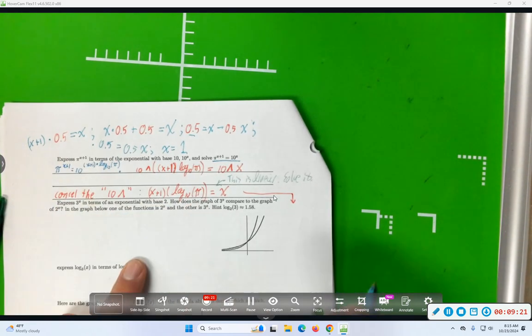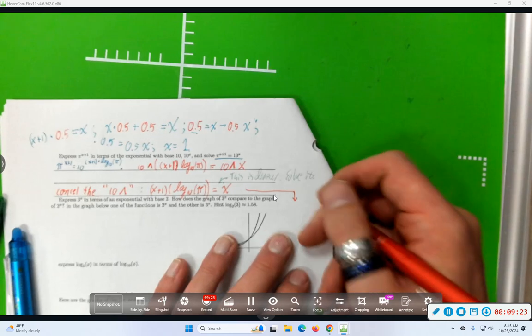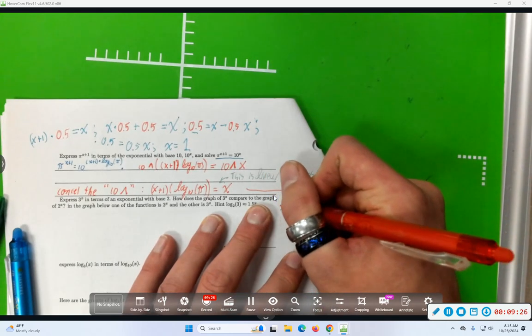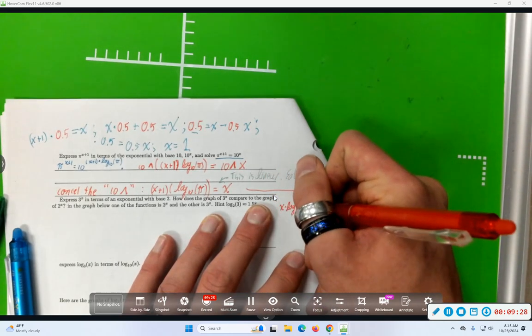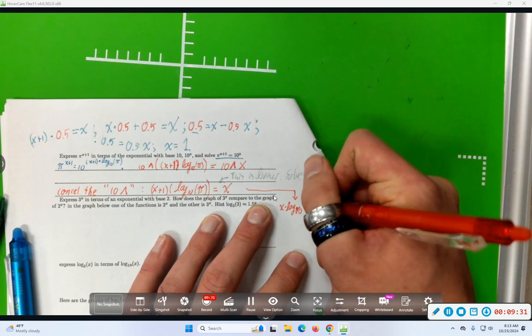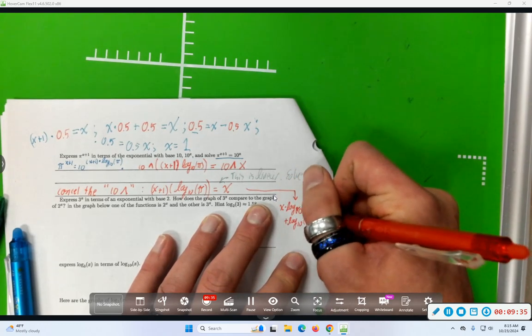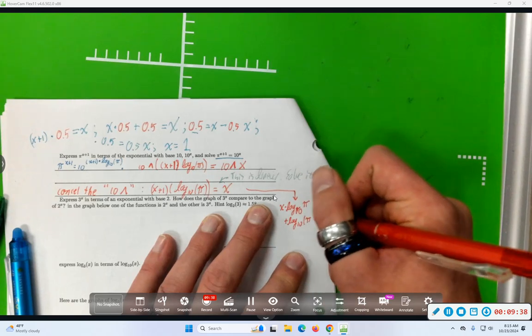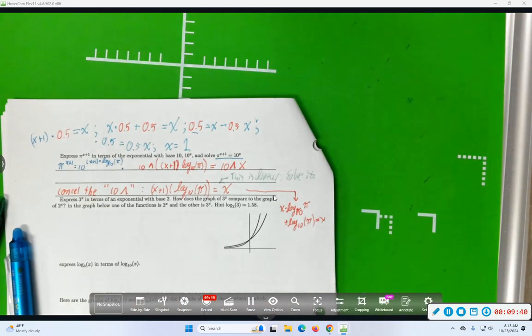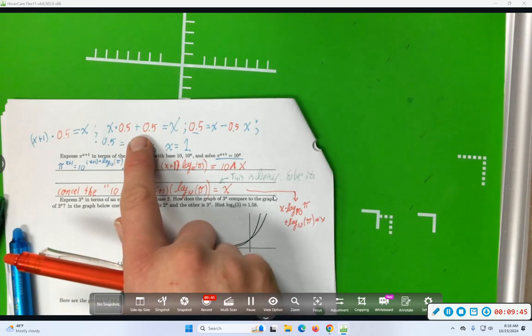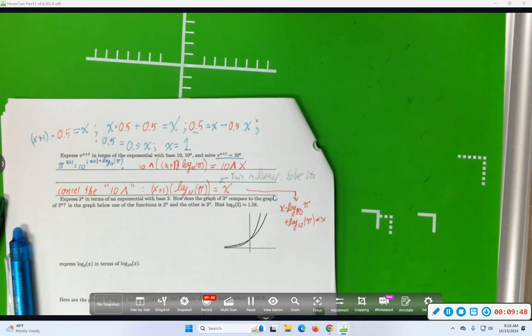Let's start by using the distributive law. x times log base 10 of pi plus log 10 of pi equals x. Fair enough. To go from here to there, we did some subtraction to put all the x's on the same side. So let's do the exact same. Let's subtract to get all the x's on the same side.